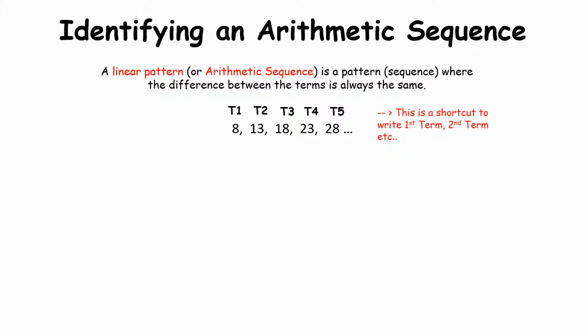So here we have our sequence, and we want to know, well, how do we identify it as an arithmetic sequence? So let's first of all figure out what the first difference is. So what do I add to get to the next term? So what do I add to 8 to get to 13? So I add 5. What do I add to 13 to get to 18?